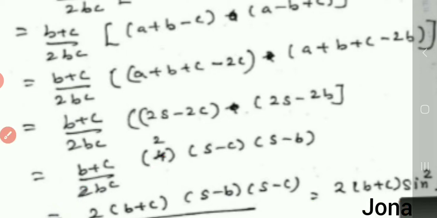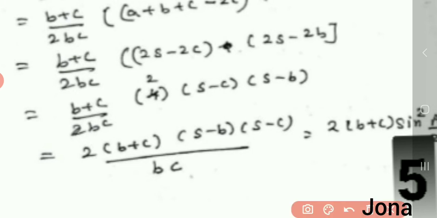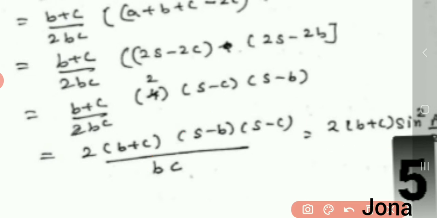Okay, this s minus b into s minus c divided by bc can be written as sin square a by 2. Therefore the required answer is 2 of b plus c into sin square a by 2. This is the result from the previous problems. So s minus b into s minus c divided by bc equals sin square a by 2.